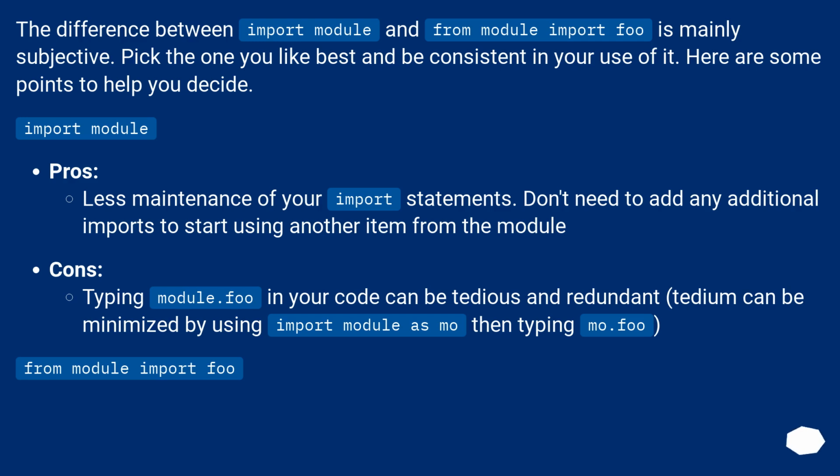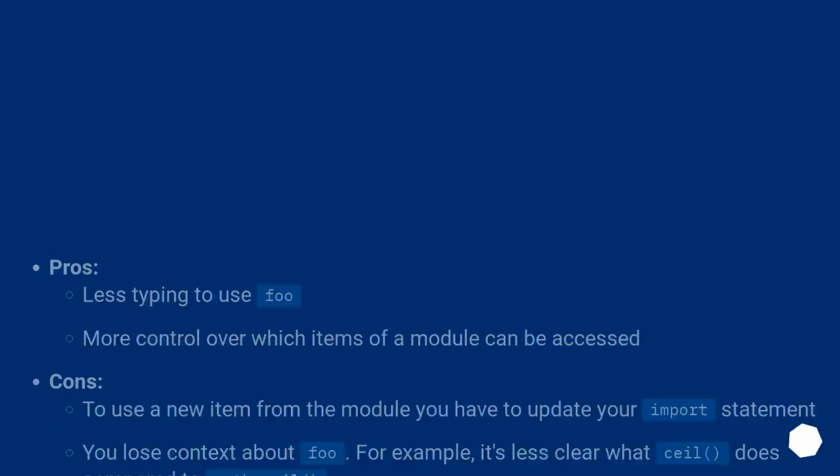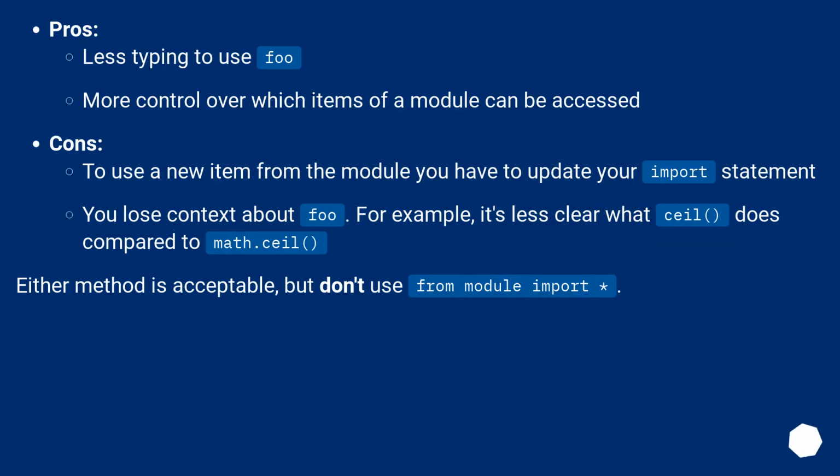From module import foo. Pros: less typing to use foo, more control over which items of a module can be accessed. Cons: to use a new item from the module you have to update your import statement, and you lose context about foo. For example, it's less clear what ceil does compared to math.ceil. Either method is acceptable, but don't use from module import *.